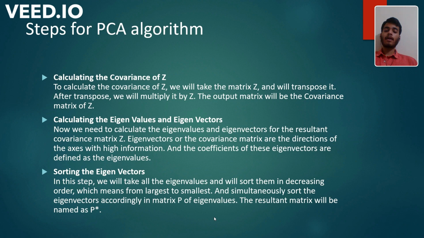Eigenvectors of the covariance matrix are the directions of the axes with high information, and the coefficients of these eigenvectors are defined as eigenvalues. After calculating eigenvalues and eigenvectors, we sort them. We take all the eigenvalues and sort them in decreasing order, which means from the largest to smallest, and simultaneously sort the eigenvectors according to the eigenvalues into a matrix P. The resultant matrix will be named P star.